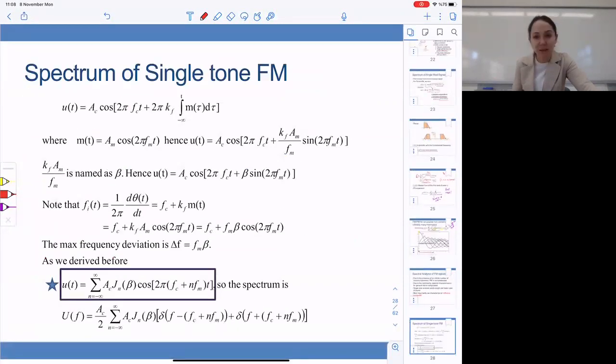Now, next we will talk about the spectrum of single tone FM, but I propose we give a break here and maybe review what we've done so far.